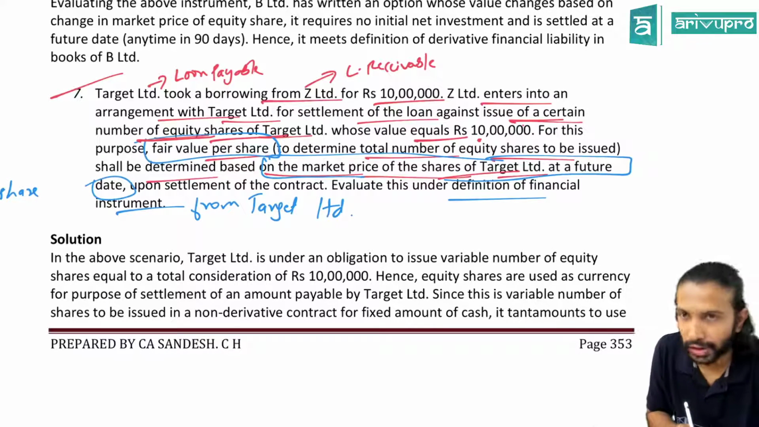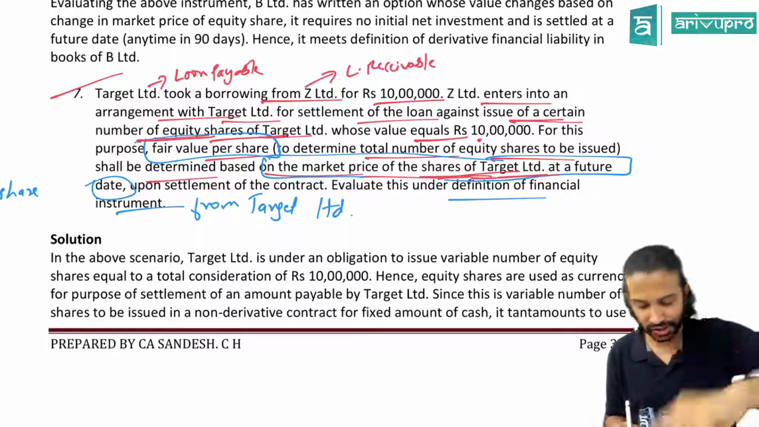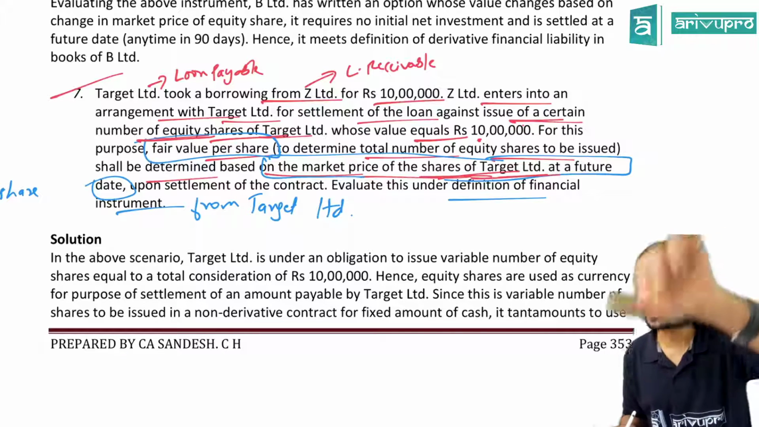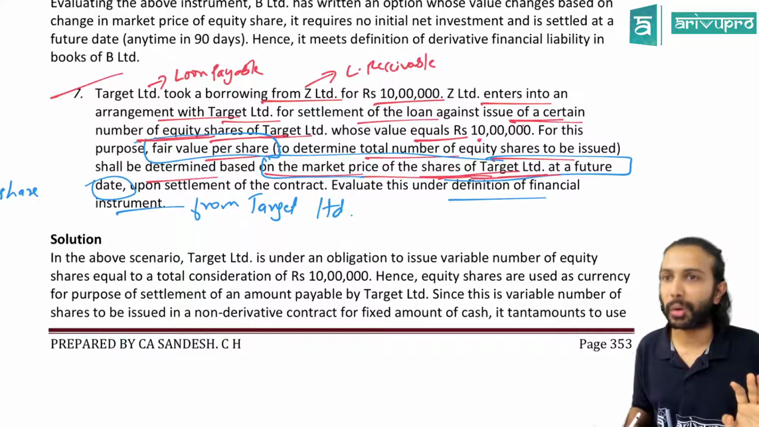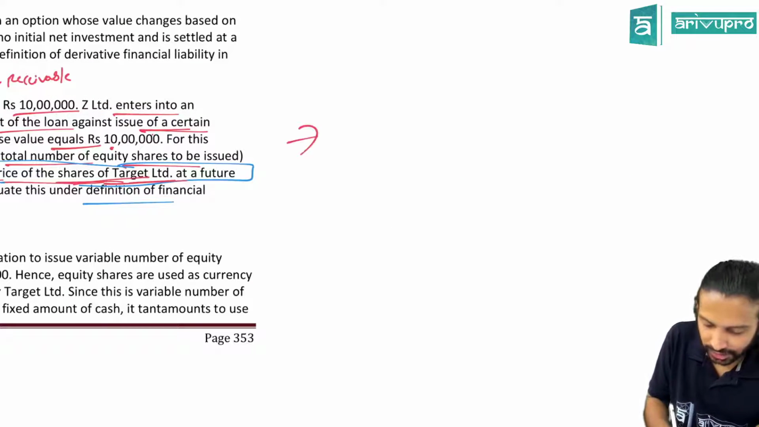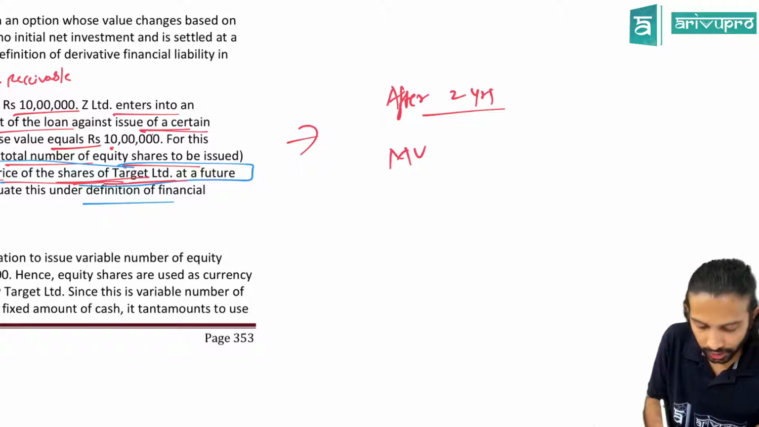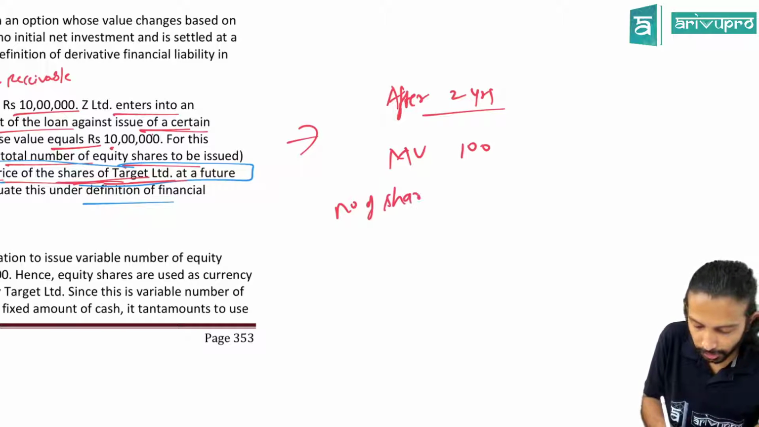For this purpose, the fair value of the share is based on the market value or market price of the shares at a future date. Based on market price, you will determine how many shares you will give. Because ultimately, you have to give him 10 lakh rupees worth of amount in the form of shares. Yes or no? Suppose you are settling after 2 years. Correct? Suppose the market price of one share is 100 rupees. How many shares will be issued? 10,000.